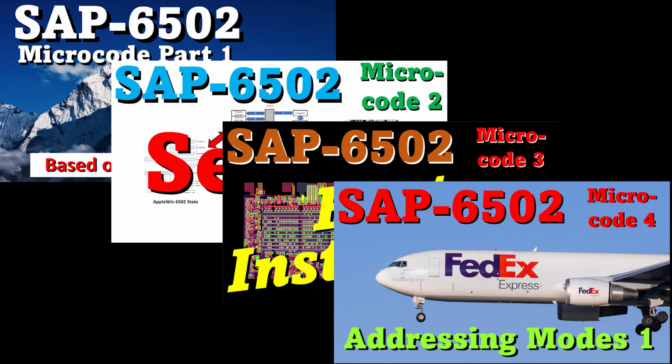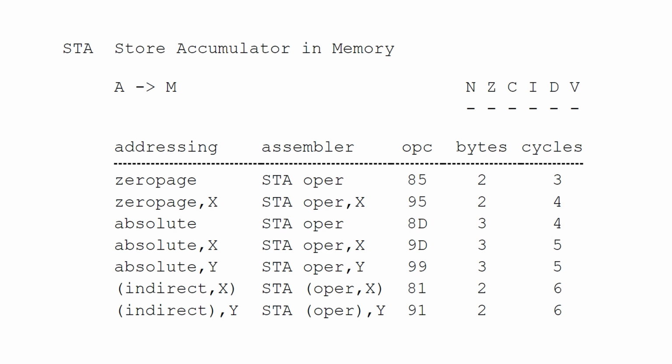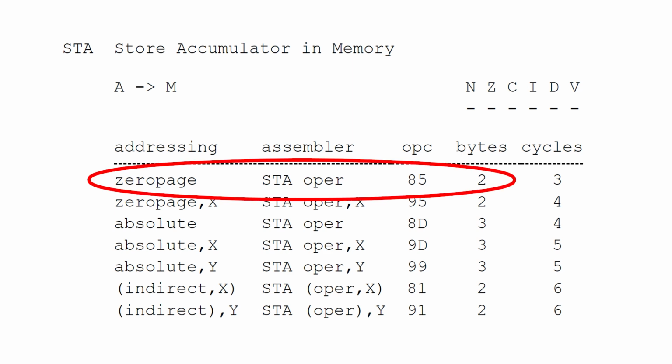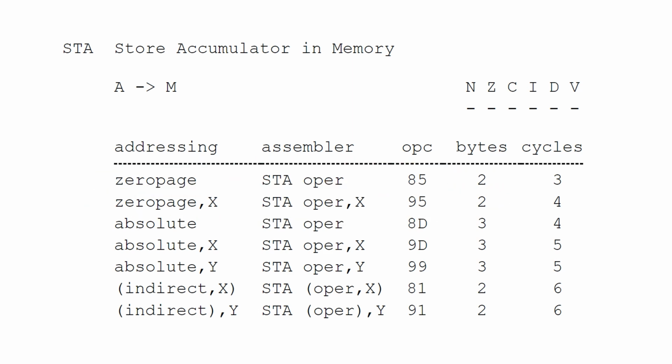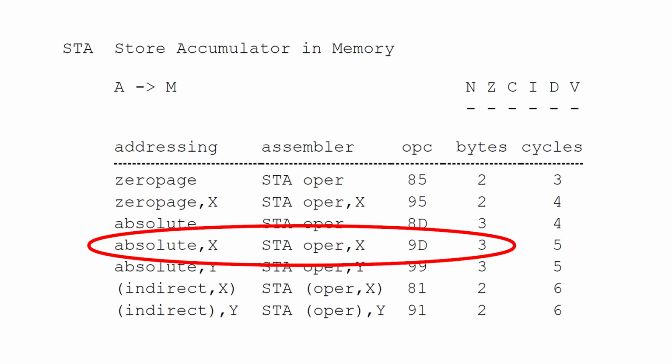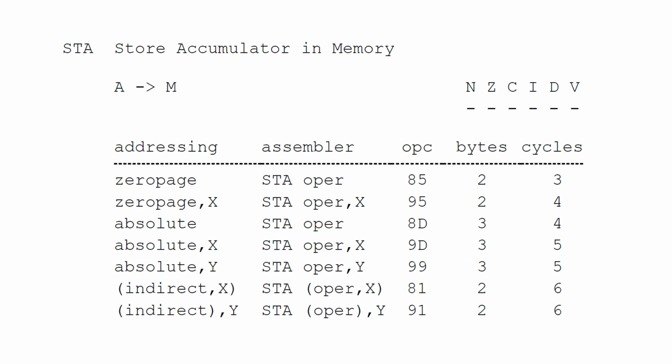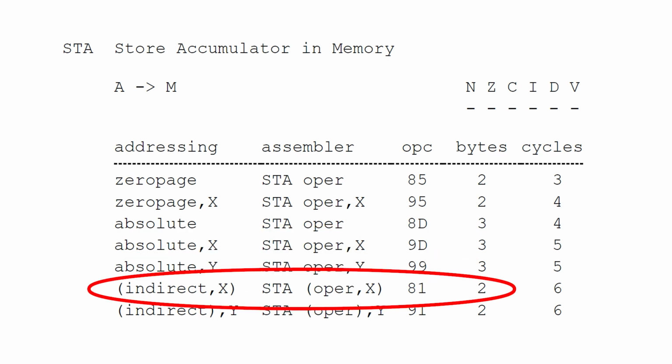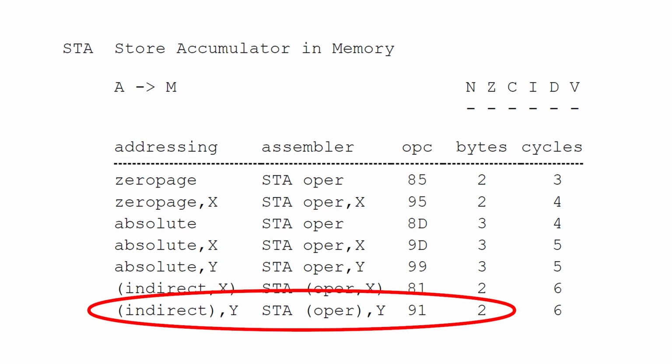In the last video, I looked at 0Page, 0Page XIndexed, 0Page YIndexed, and Absolute Addressing modes, and in this video, I'm going to go over Absolute XIndexed, Absolute YIndexed, and the much tougher XIndexed Indirect and Indirect YIndexed addressing modes.